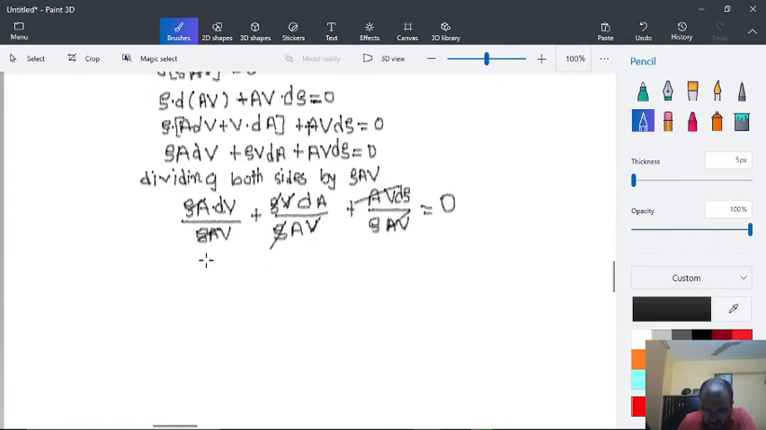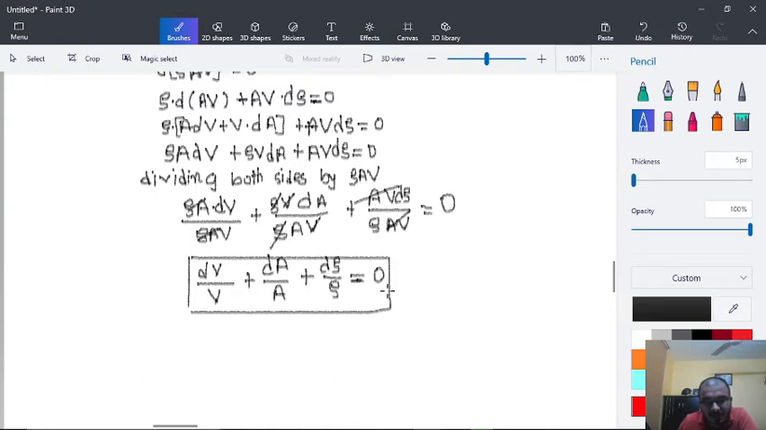So now we are left with the final equation as dV upon V plus dA upon A plus d rho upon rho is equal to 0. Then this is known as the continuity equation in differential form.